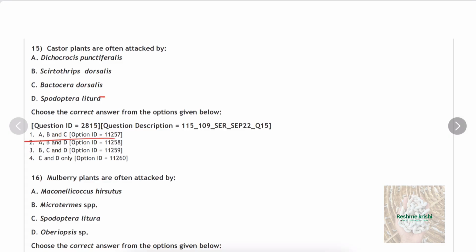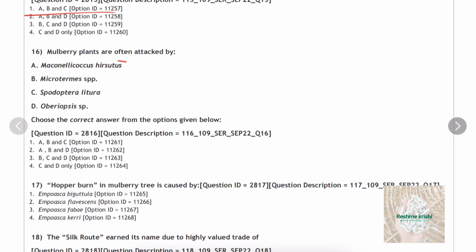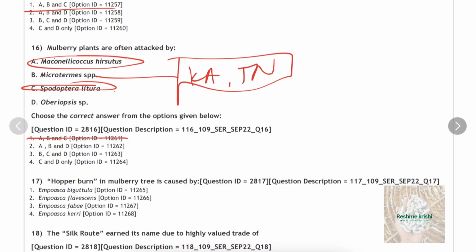A, B, D. See here, these are the common pests present everywhere in Eri culture, followed by mulberry, they have asked. Maconellicoccus hirsutus, the common mealybug, and Spodoptera litura, it is always there. So A and C. Both A and C should be present, and both are present in option A. These are also present in the Karnataka region and the Tamil Nadu region, where termite attacks are more, I think. But these two we have more grip on. So A and C, where both are present, you check that option and give it.